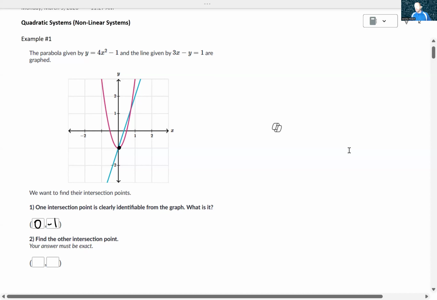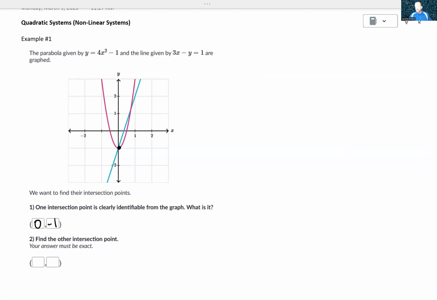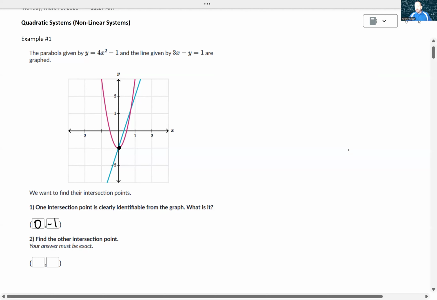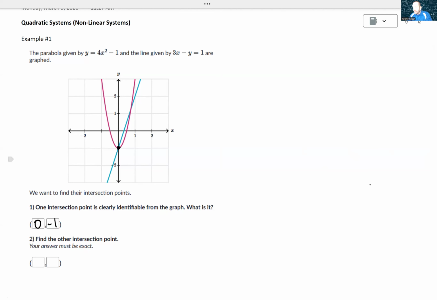To start with here, we're going to look at this quadratic system. This is a nonlinear system of equations, and I've already plotted the first intersection point for us here. If we look at the graph, you can see very clearly that there's a point 0, -1. That's one of our solutions. You could go back and check that solution too. You could plug in 0 for x and -1 for y, and you should get a true statement when you do that. So we would get 1 equals 1 for 0, -1.